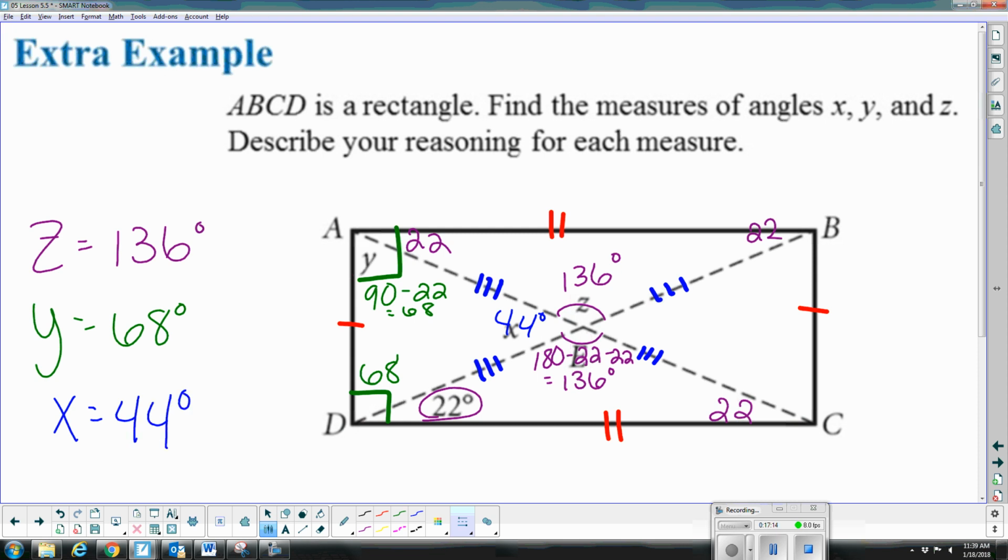Now there's another way you can do it too, because if you realize that x and z form a linear pair, then you could take 180 minus 136, and you would again get 44 degrees.